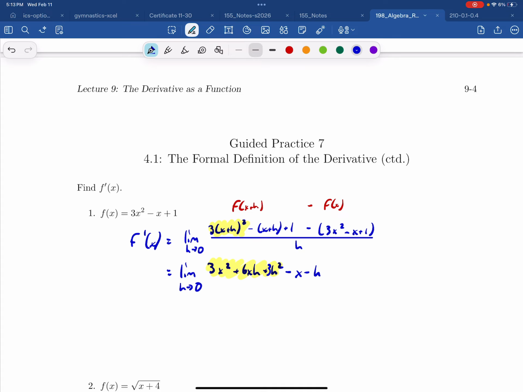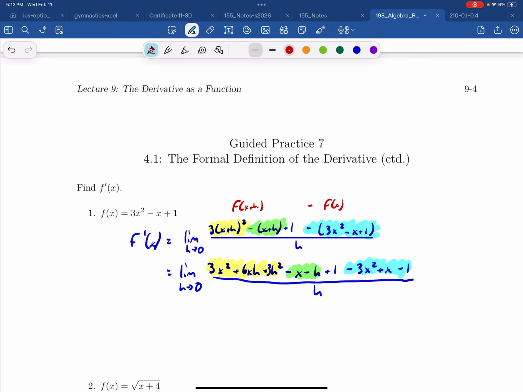Be careful about that minus sign. Remember, see how the minus sign distributes? And then plus 1, and then minus 3x squared plus x minus 1, right? Because the negative sign distributes to each of these terms. So it's opposite day up there. And then anyway, we just do that all over h.